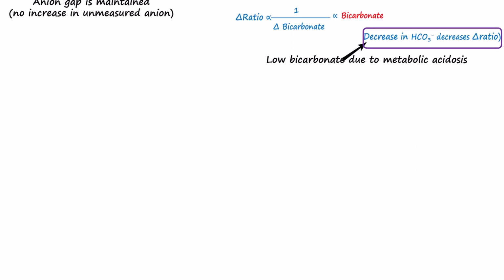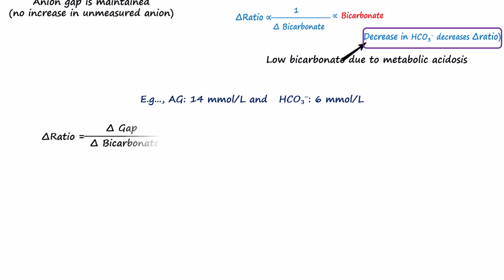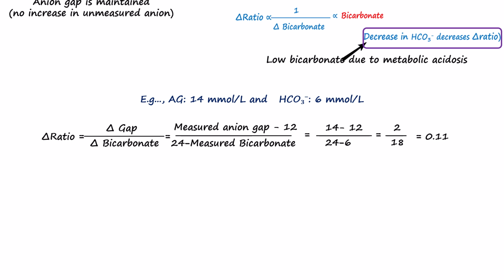For example, in the given scenario, the patient has an elevated anion gap of 14 millimole per liter and a bicarbonate of 6 millimole per liter. So the delta gap is 2 and the delta bicarbonate is 18. The delta ratio is 0.11, which indicates that the decrease in bicarbonate of 18 millimole per liter is disproportionately greater than the increase in anion gap of 2 millimole per liter. But this is not what we expect in HAGMA.